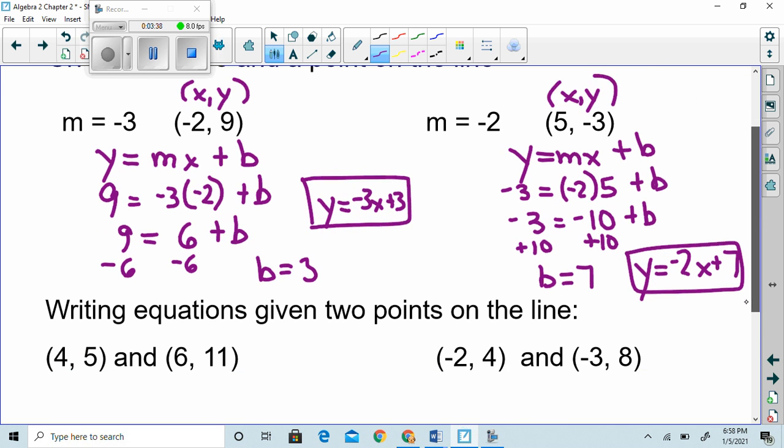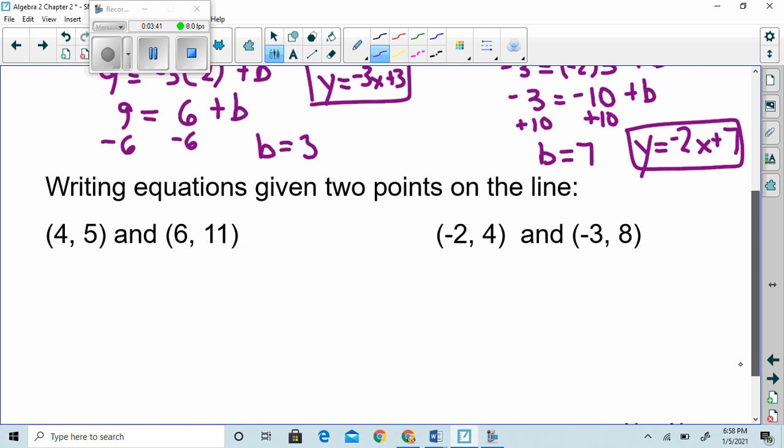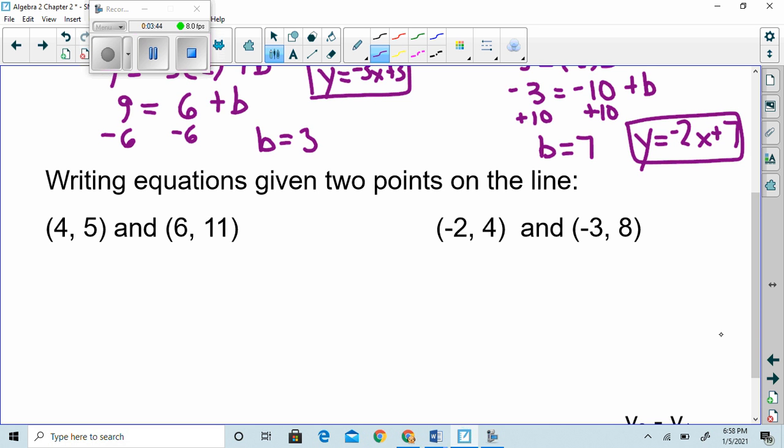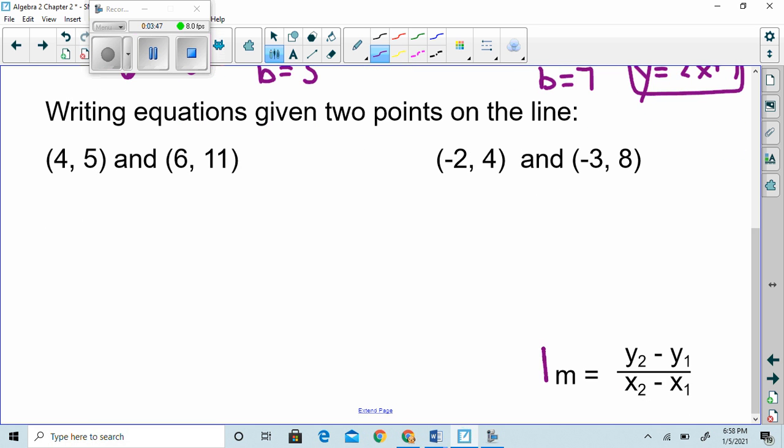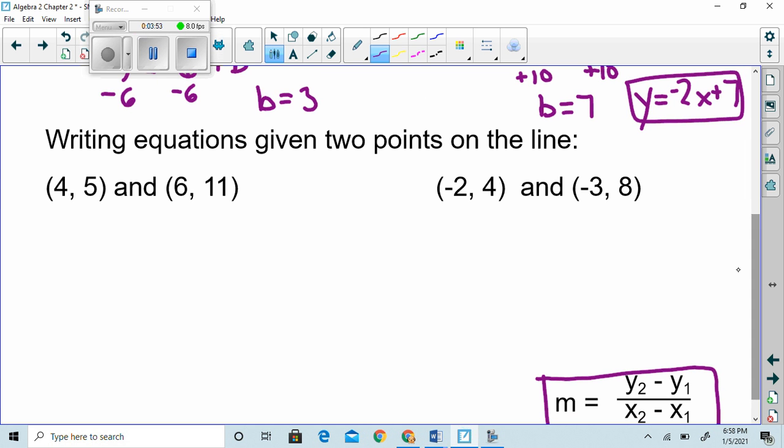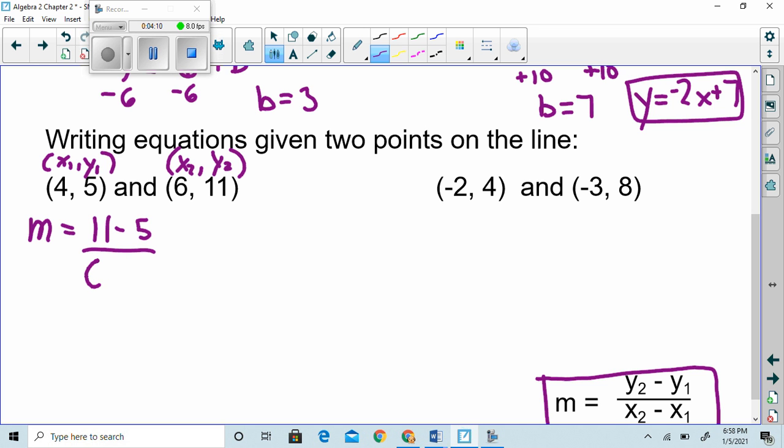The third way that we were shown how to write a linear equation is when we are given 2 points. We have to rely on our slope formula for this one, which I wrote at the bottom here. So I have my x1, y1, and my x2, y2. Let's find our slope first. 11 minus 5 over my x2, 6 minus 4. I simplify and I get 6 over 2. Simplify again, and my slope is 3.